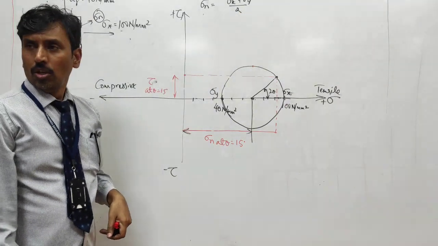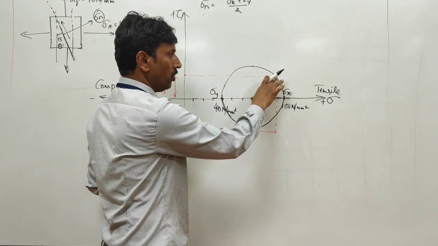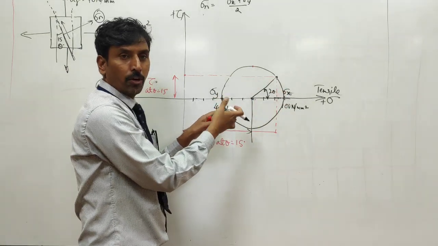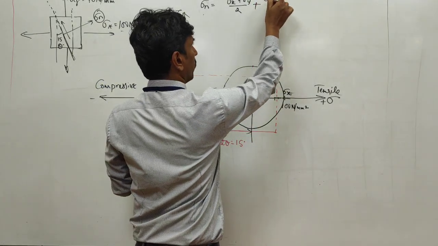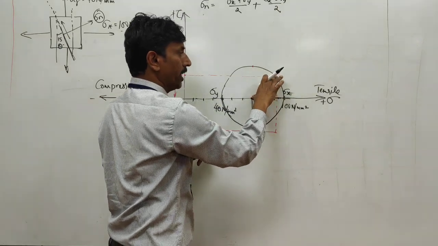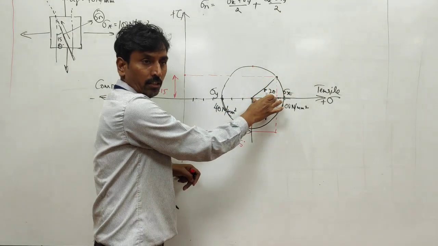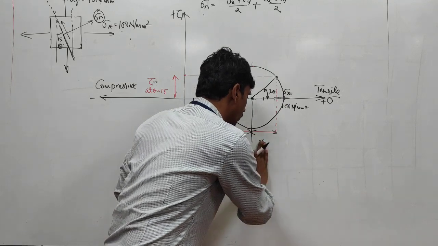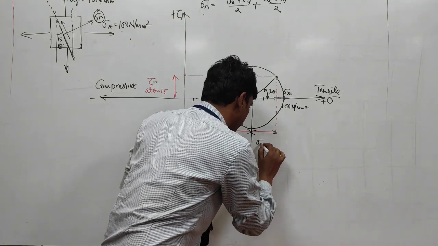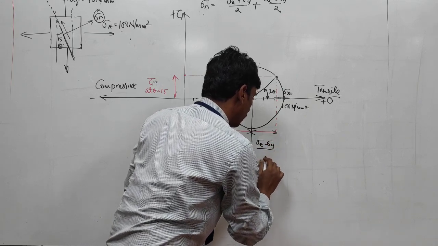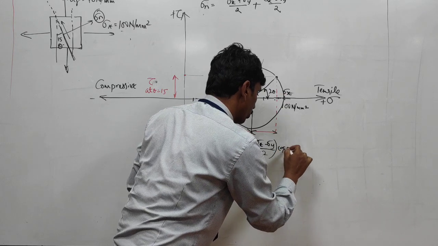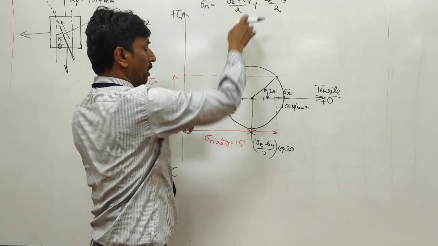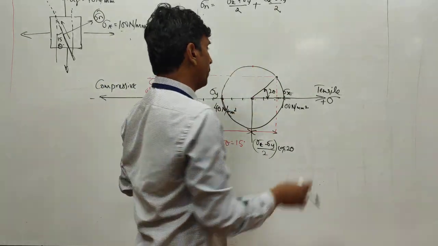Yes. And then what is this length? That is radius. Now this radius is nothing but sigma x minus sigma y divided by 2. So plus sigma x minus sigma y divided by 2 gives the radius. But you want the horizontal component of that radius. That horizontal component of the radius is equal to sigma x minus sigma y divided by 2 into cos 2 theta, because this is 2 theta. So this length is sigma x plus sigma y by 2. This is sigma x minus sigma y by 2 into cos 2 theta.